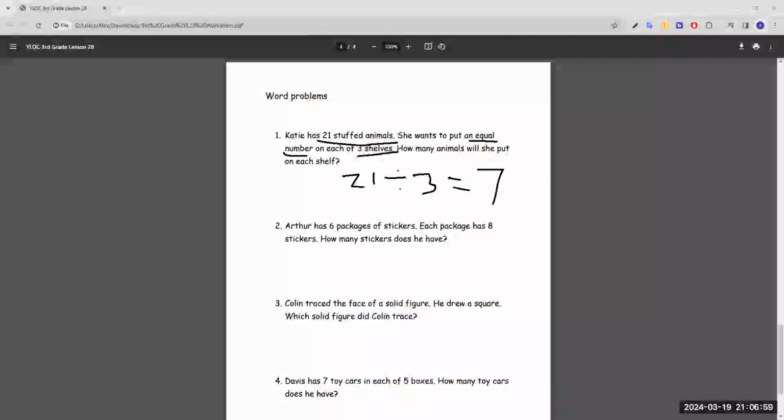So each shelf is going to have 7 animals, and there's 3 shelves. So that's 21 when you multiply it. So it adds up. Number 2, Arthur has 6 packages of stickers. Each package has 8 stickers. How many stickers does he have? 6 packages. Each package has 8 stickers. So that means we would just need to multiply the number of packages and the number of stickers that each package has. That would be 6 times 8, which is 48.